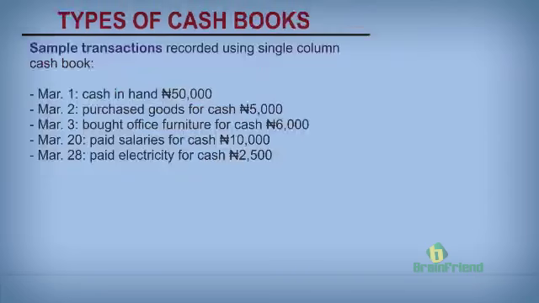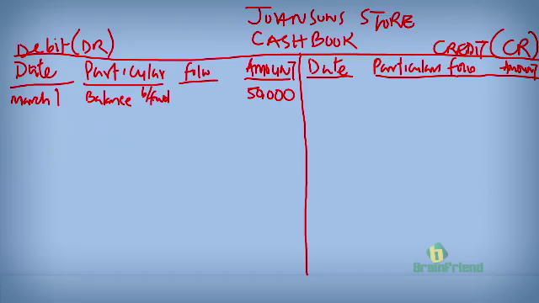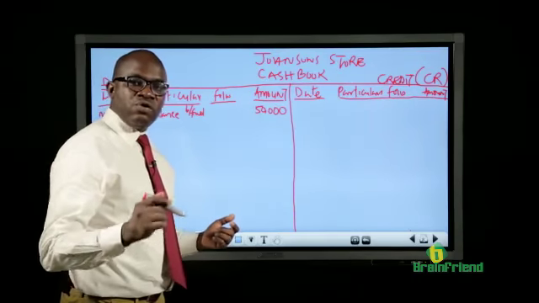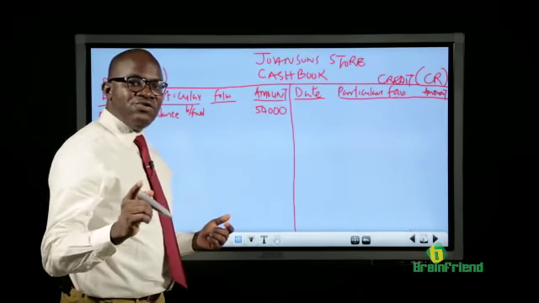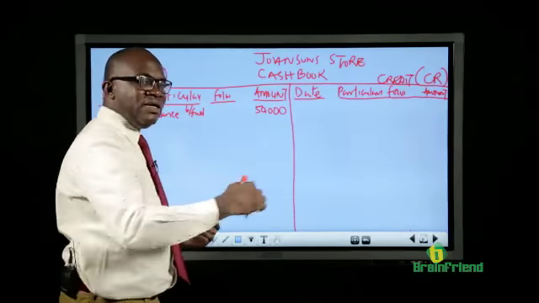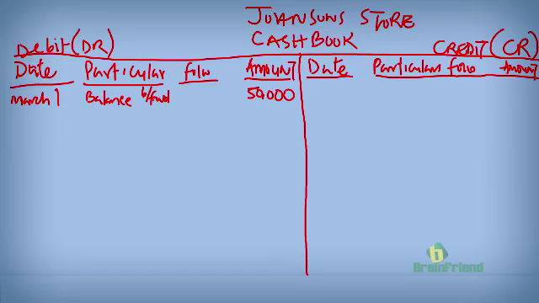Next transaction. On March 2, the business purchased goods for cash worth 5,000 naira. It is necessary to mention here that whenever the business buys goods with the intention of selling them, it is called purchases. Now, the double entry principle is applied again. 5,000 naira for goods purchased. Remember, value or money is departing the coffers of the business. The business is giving out money, and so it will be on the credit side of the cash book.